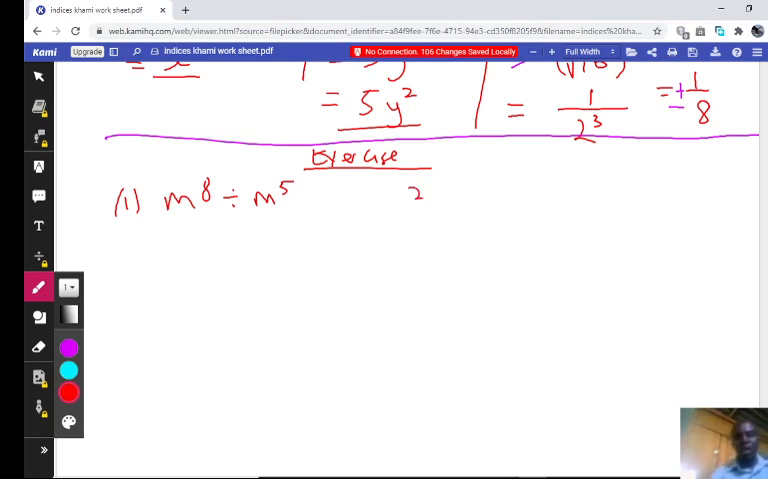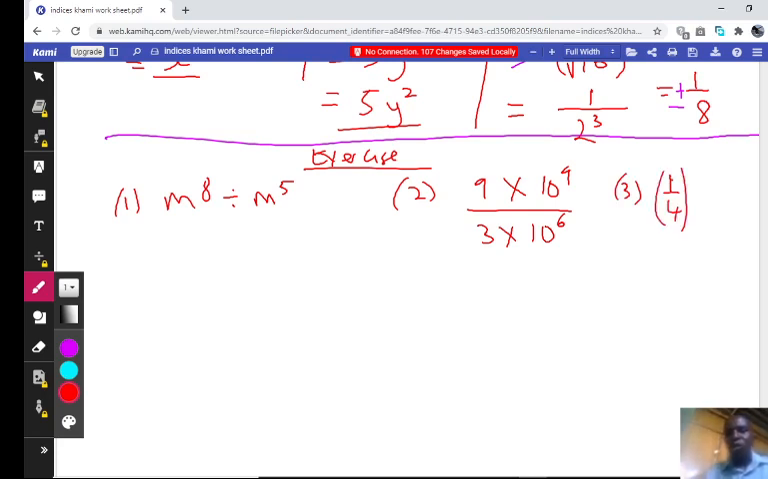Then question number 2, let me say 9 times 10 to the power 9 over 3 times 10 to the power 6. Like this. Then question number 3, let me just write it here. 1 over 4 to the power minus 2. Then question number 4, let me say a to the power minus 9 times b to the power 0. What will be the answer?